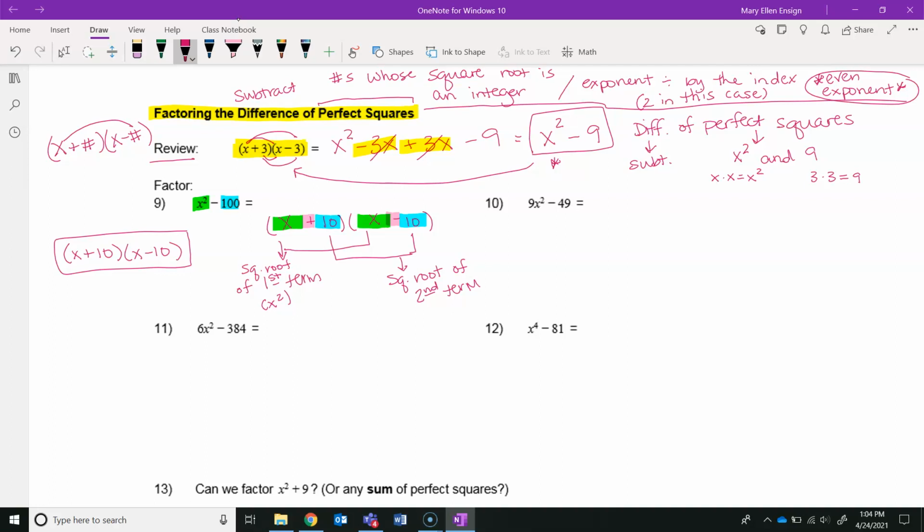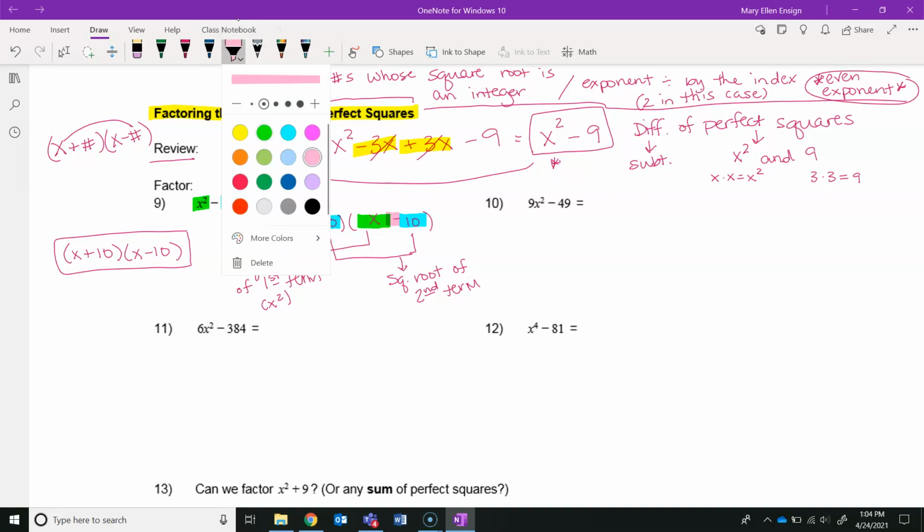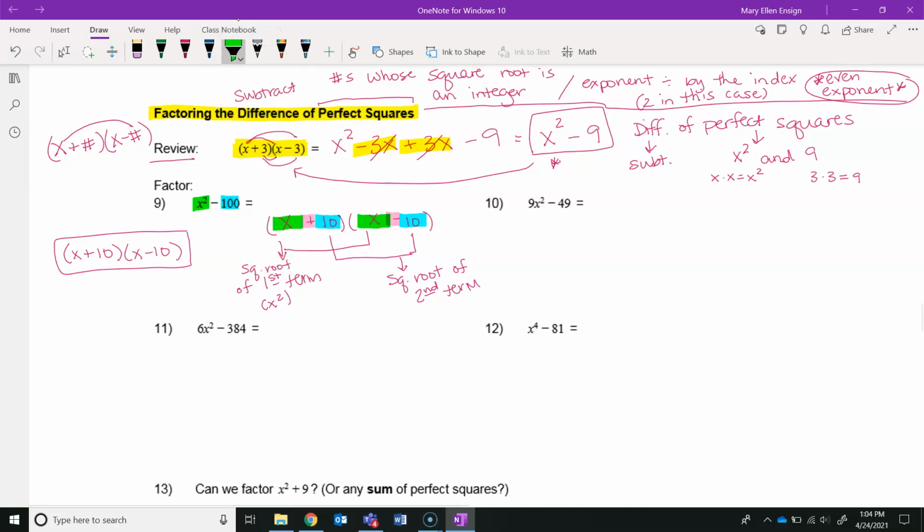Okay, so let's follow that same process over here. And I'm going to use my little color coding. It might help us see what we need to do. Okay, so I look first for a GCF. There's no GCF other than 1. So 9 has factors of 1 and 9, 3 and 3. None of those go into 49. And this does not have an x, so there's nothing I can take out for a GCF. So that means I need to factor it into two binomials because it's the difference of perfect squares.